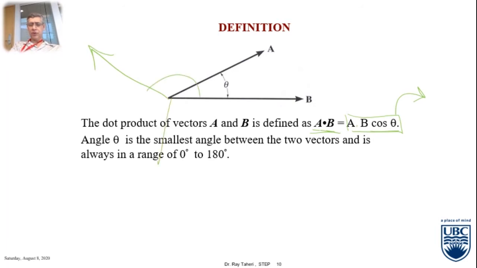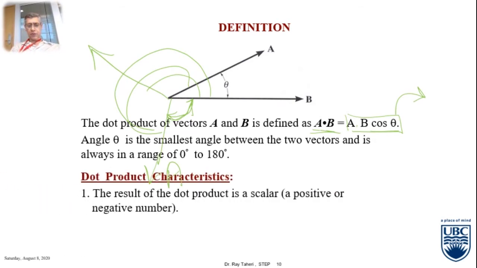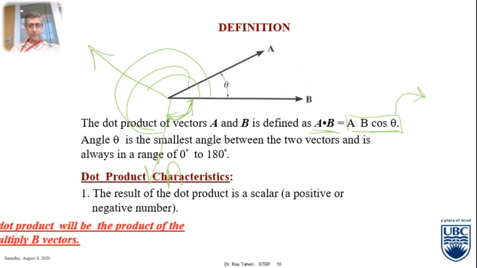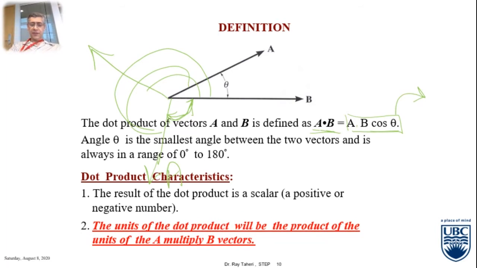You don't need to consider this angle, because if the vector A is here, for example, instead of measuring this angle, you can simply measure this angle. We know that 2 pi minus alpha has the same cosine as alpha. So it's a scalar, as we mentioned. It could be a positive or negative number. And the units of the dot product will be the product of this multiplication.